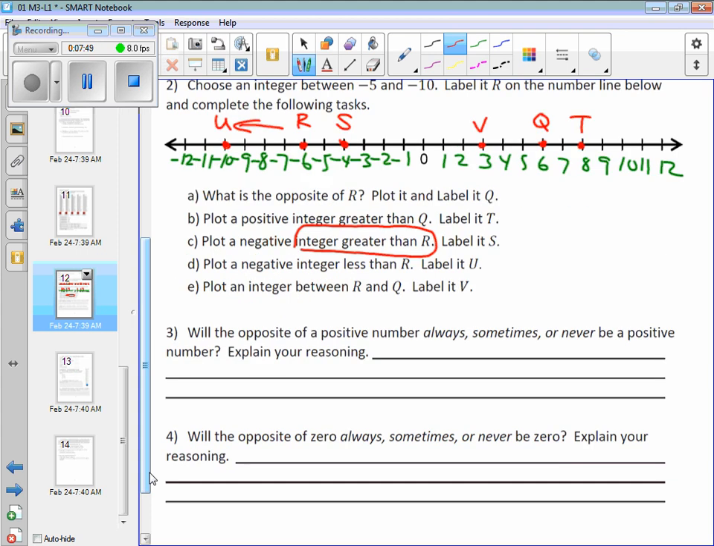All right, let's finish it up. Number 3, will the opposite of a positive number always, sometimes, or never be positive? Who wants to volunteer? Come on, guys. Johnny G, what do you got? The opposite of a positive number is always what? What'd you put? Let's think about it. The opposite of a positive number, will it always, sometimes, or never be positive? Yes. The opposite of a positive is always negative, so it can never be positive.